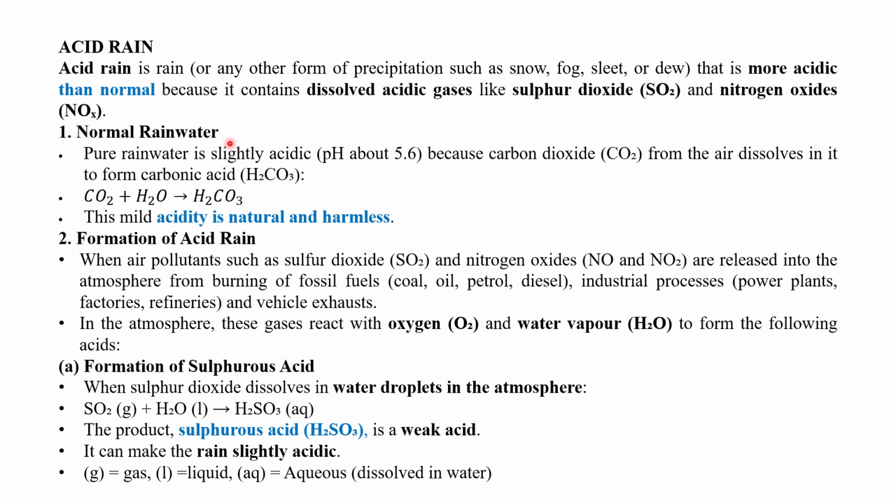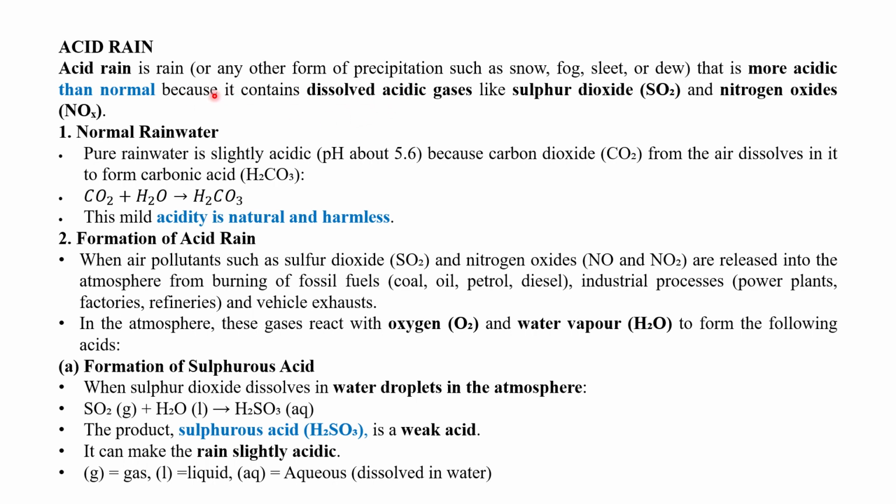What is acid rain? Acid rain is rain or any other form of precipitation, such as snow, fog, sleet or dew, that is more acidic than normal because it contains dissolved acidic gases, mainly sulfur dioxide gases and nitrogen oxides, NOx. We also used to say NOx, oxides of nitrogen or nitrogen oxides.